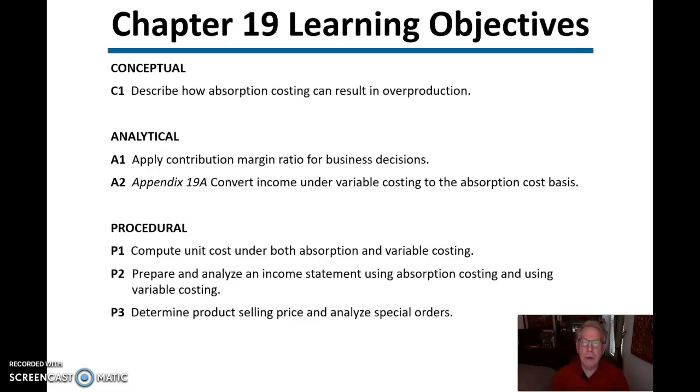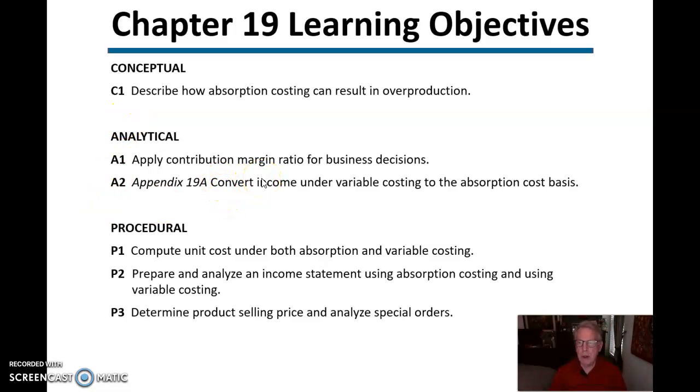And I hate to admit it, but this is exactly what can and, I have seen, does happen in the real business world. We're going to take a look at how we can use the contribution margin ratio, different from the gross profit margin ratio, for decision making. And then in Appendix 19A, we're going to try to convert that income under variable costing to absorption costing, which I think will give you a much better appreciation of what we're dealing with in this chapter.